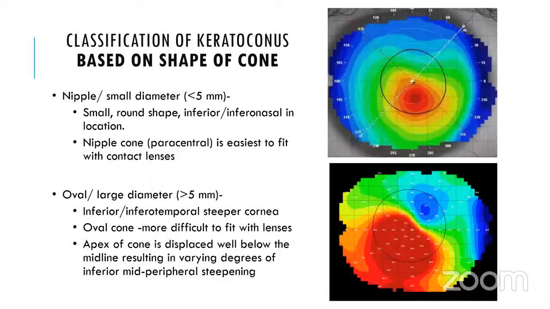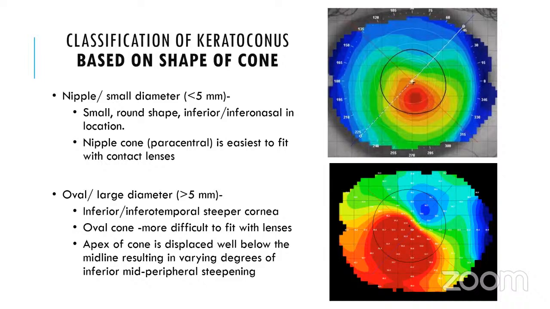Then coming to the classification of keratoconus based on the shape of the cone. The first one is the nipple or small diameter, which is less than 5 mm. It is small round shape, inferior or inferonasal in location. The nipple cone is paracentral and is easiest to fit with contact lenses.